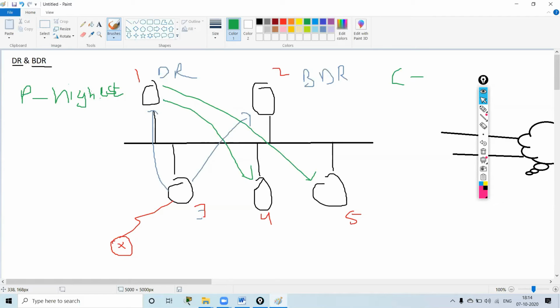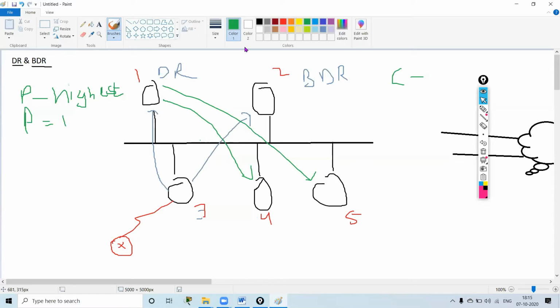Highest priority in the sense, if I say all the Cisco routers have priority equal to 1. The default priority on all Cisco routers is 1. So all the routers will be having the default priority as 1.